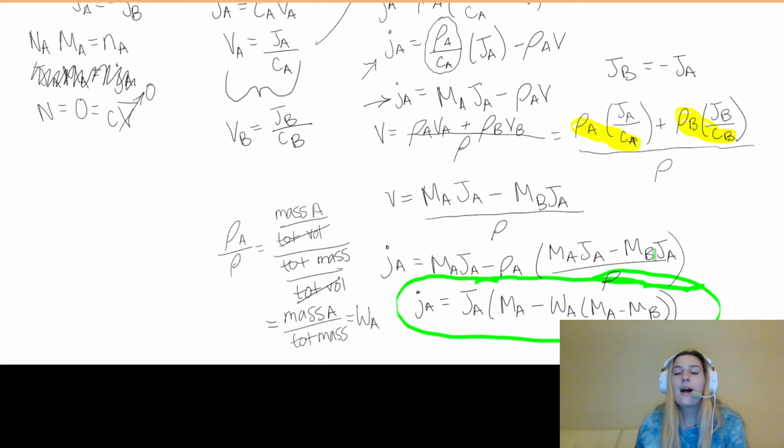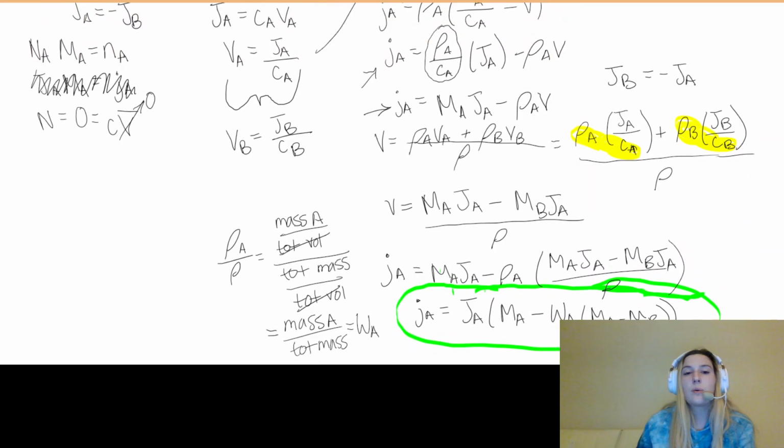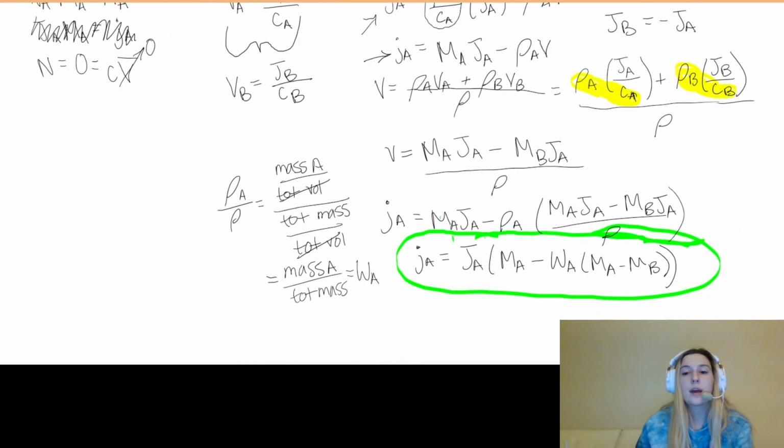So this is the answer for the relationship between mass diffusive flux of A and molar diffusive flux of A in terms of the molecular weights of A and B and the mass fraction of A. So that is the answer to the question.